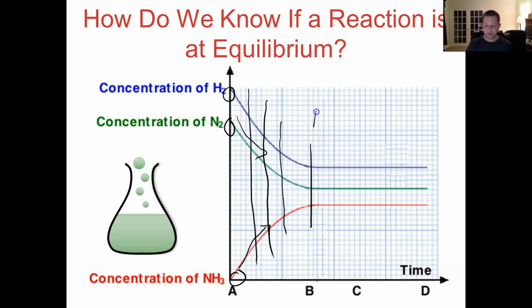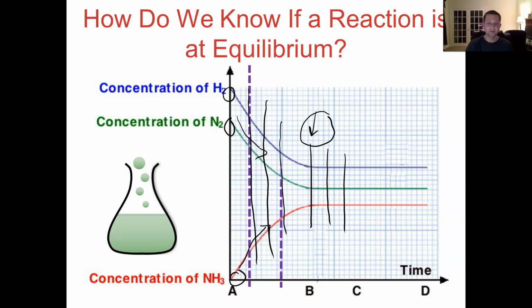So I get to this point right here. Okay, I have my values there for my concentrations. I take it again right here. They didn't change. I take it again right here. They didn't change. So once I hit this point right here, equilibrium has been established.